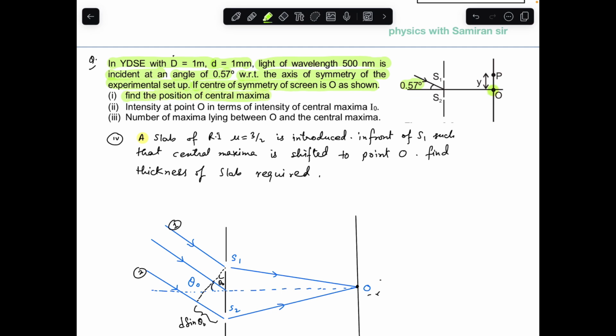Find the position of central maxima, intensity at point O in terms of intensity of central maxima I naught, number of maxima lying between O and central maxima, and then fourth is if a slab of refractive index mu equal to 3 by 2 is introduced in front of S1 such that central maxima is shifted to point O. Find the thickness of the slab required. So let us try to solve this question.